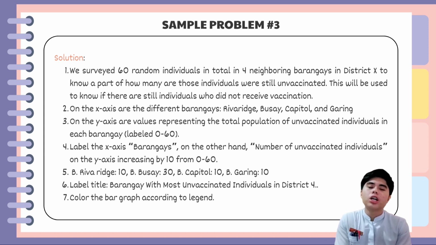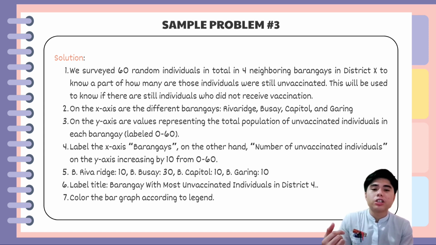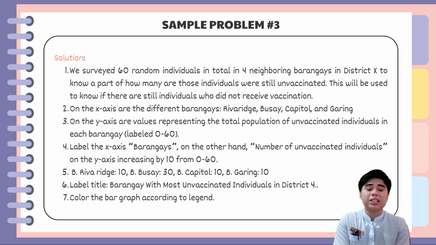And here are the results gathered from the people she surveyed. First, the Barangay Riverage, which garnered 10 people who answered they were still unvaccinated, and then 30 from the Barangay Busay, 10 from the Barangay Capitol, and 10 also from the Barangay Garin, which indicates that there were still people who did not receive the COVID-19 vaccination. So lastly, she labeled the title for this bar graph, the barangay with most unvaccinated individuals in District X. And then lastly, she colored the bar graph according to the legends that are given.